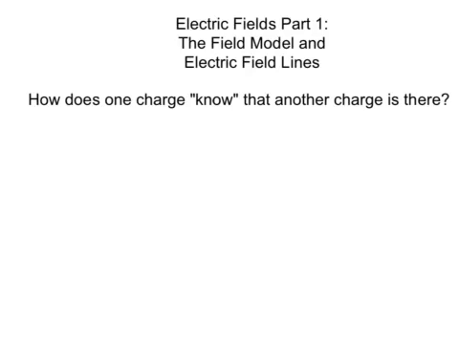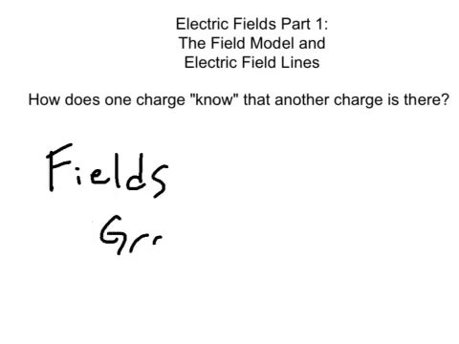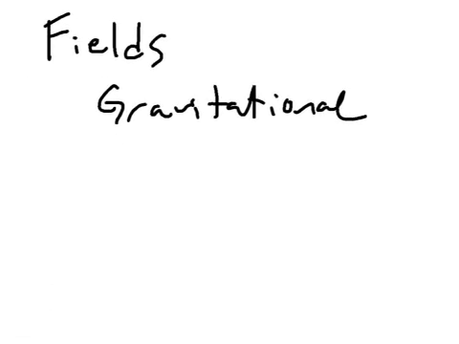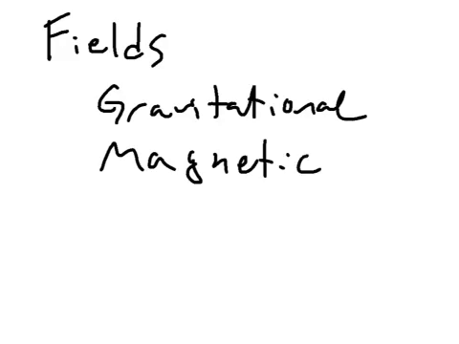So what do we mean by field? What this term field means is that there's just an alteration of space around whatever it is we're talking about. And we can talk about three types of fields. Okay, we can talk about a gravitational field. We can talk about magnetic fields, or we can talk about electric fields.